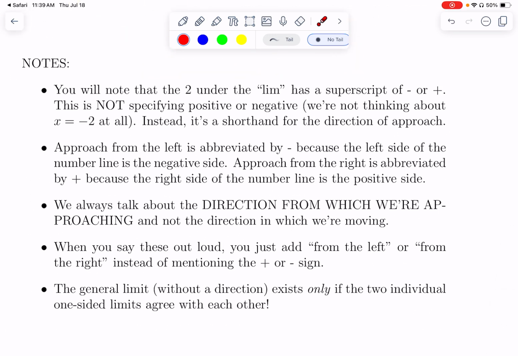Right? There's a superscript of negative or positive. These are not positive signs and negative signs. They're not coming before. Right? We were not saying negative 2. There's a big difference between 2 with a negative after it versus negative 2. Right? These are not the same thing. If the positive or negative comes after, it's specifying a direction. As I mentioned before, the minus goes with left because the negative side of the number line is on the left. The positive goes with the right because the positive side of the number line is on the right.